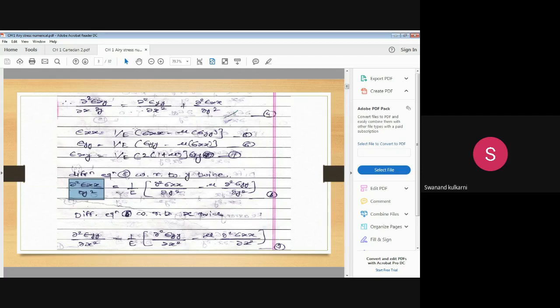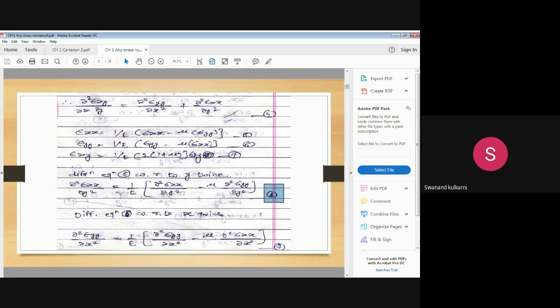And then definitely the right side of the equation will also change to 1 upon E into bracket dou 2 sigma xx upon dou y2 minus mu into dou 2 sigma yy upon dou y2. So this equation is differentiated with respect to y 2 times, and we got this equation number 8.